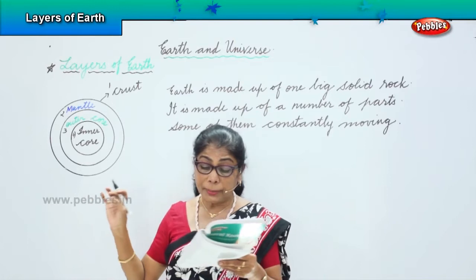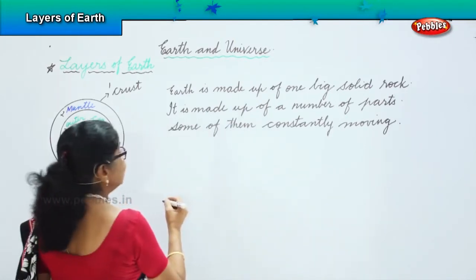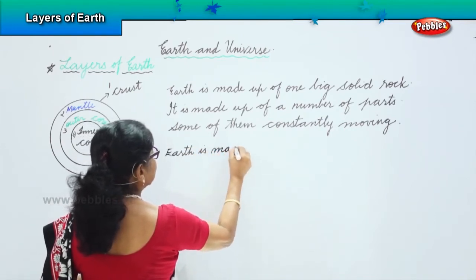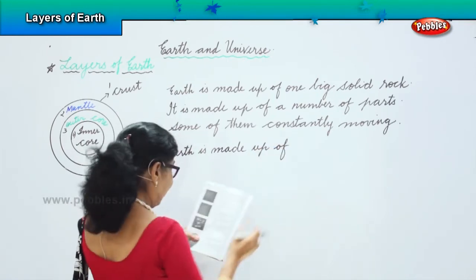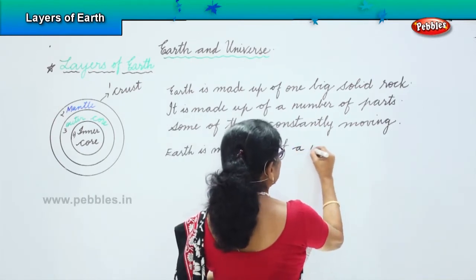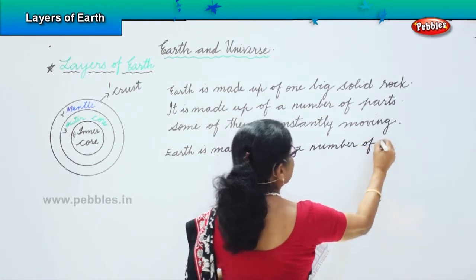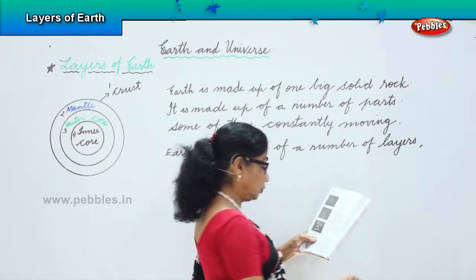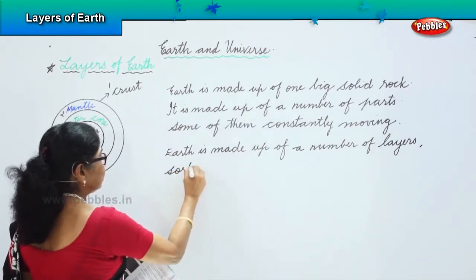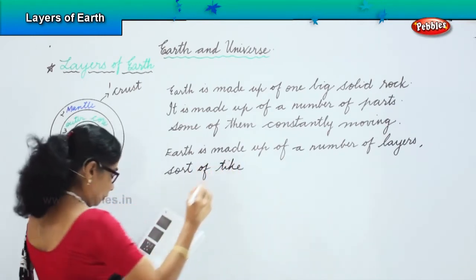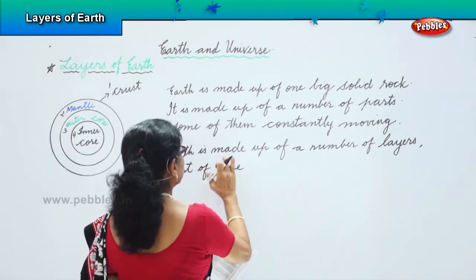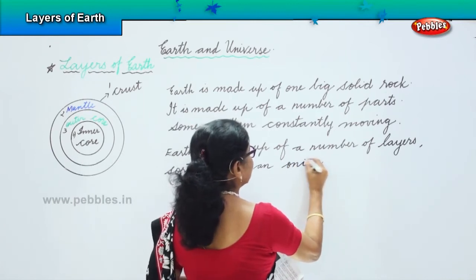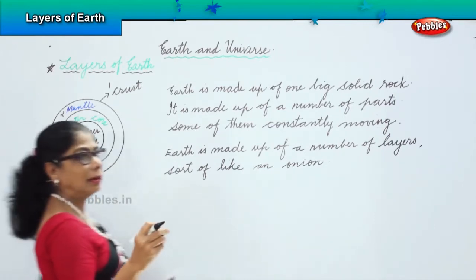You can think of earth being made up of a number of layers, sort of like an onion, a large onion. All right, like this. Inner core, outer core, mantle and crust.